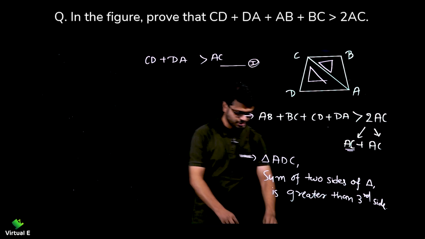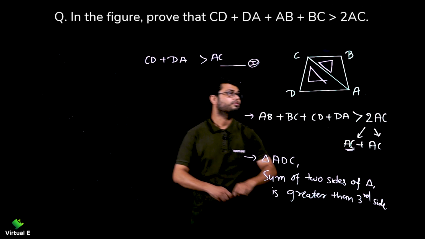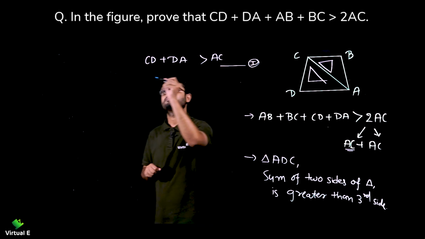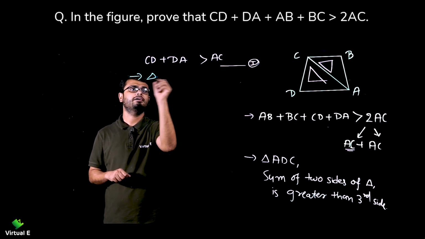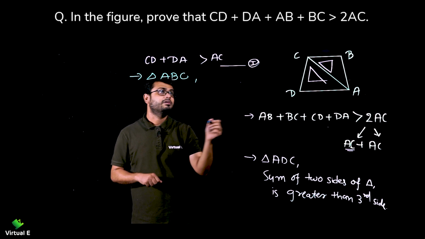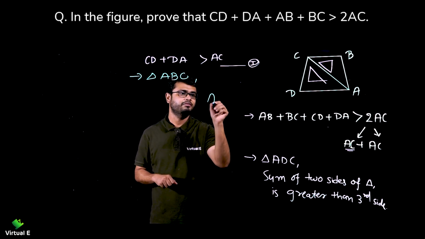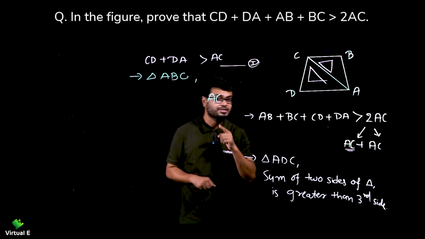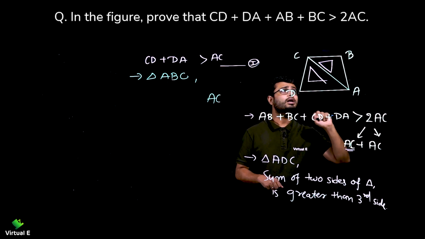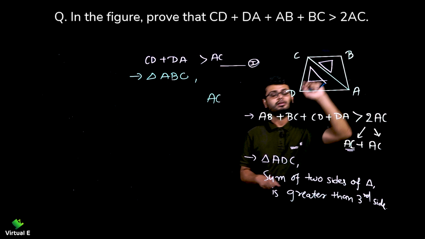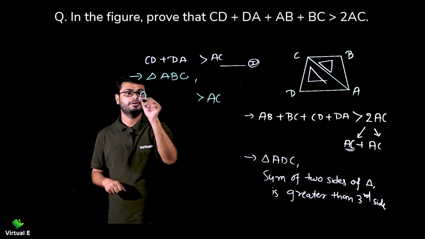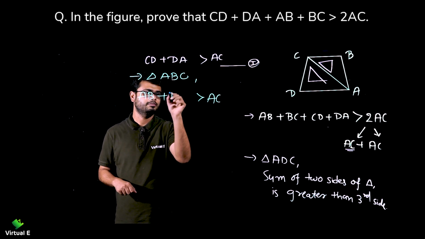Now let's focus on the second one. For the second result, which triangle are we going to take? Triangle ABC, and the same theorem we will use here. We are going to keep AC on the RHS again because we want AC plus AC. And the other two sides are AB plus BC. So here greater than sign and here AB plus BC.